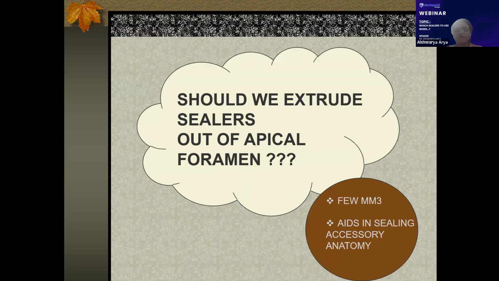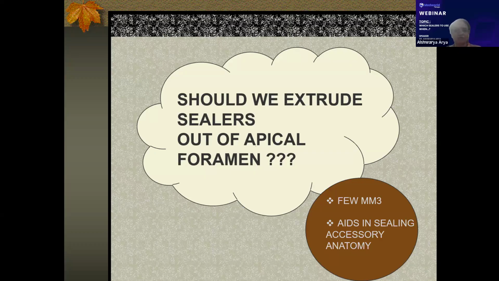Now, a very controversial question here. Should we extrude sealers out of the apical foramen? My answer would be a no. Everything that you have to do has to happen inside the canal. Please do not make big puffs. Please do not feel that you have made a big puff and that is going to help in healing the periapical tissue. No.